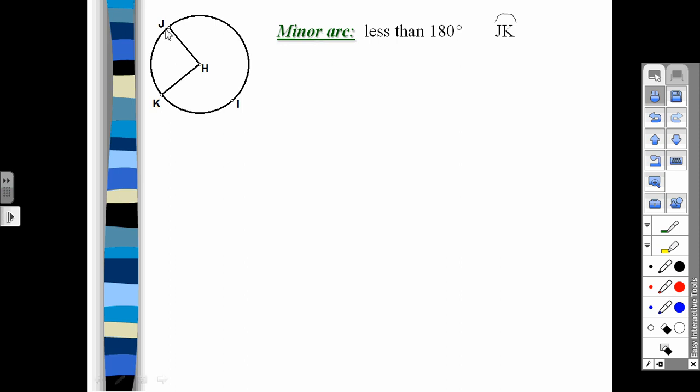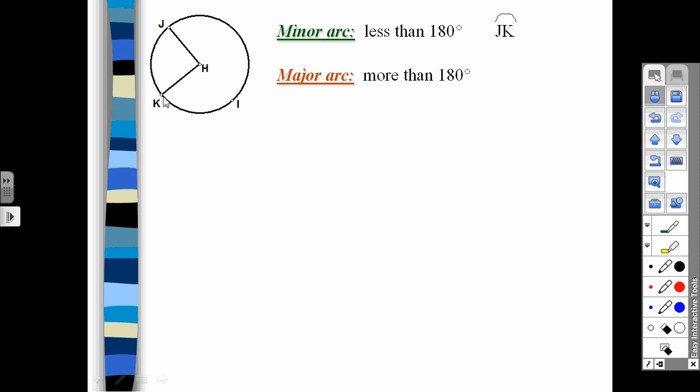But now, had we started at J and gone all the way around this way to get to K, that's definitely an arc that's more than 180 degrees. And so that's called a major arc. So you have a minor arc and a major arc. And then how do you distinguish? I mean, the 2 endpoints are J and K. They're the same, whether it's the minor arc or the major arc.